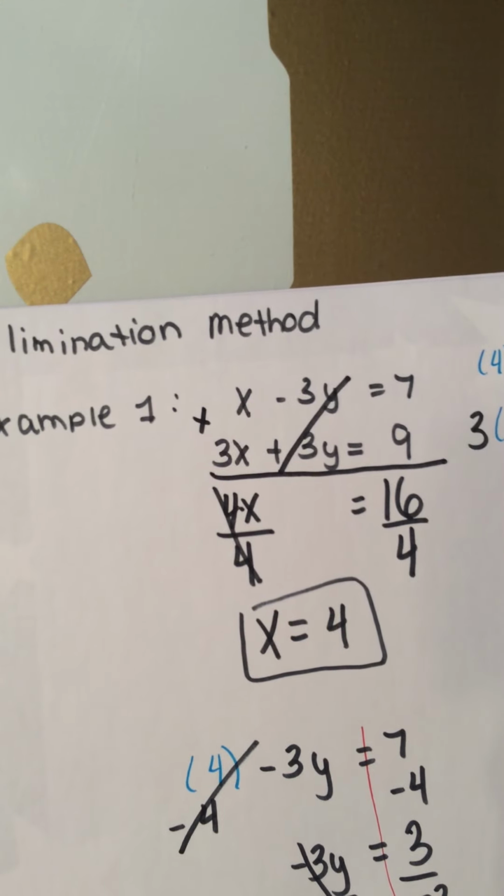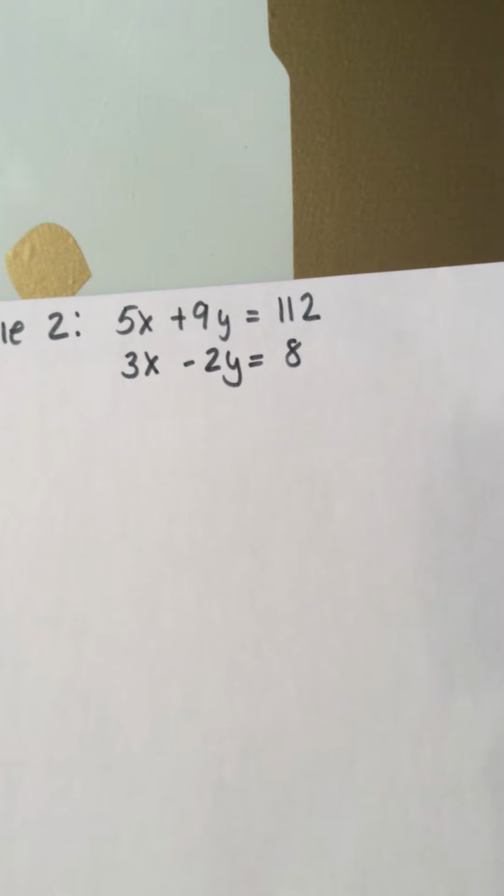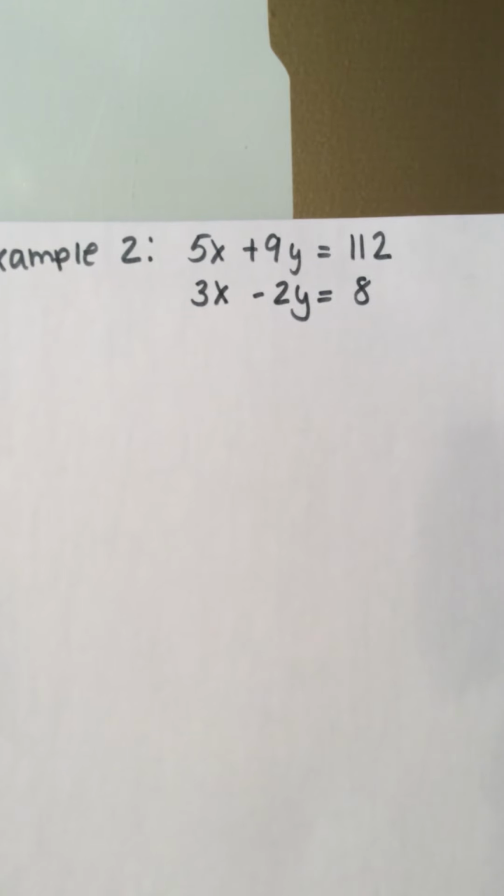Alright, so that one we didn't have to do anything with it. This second one, think back to Algebra 1 when we had to manipulate stuff. So example 2 is I have 5x plus 9y equals 112. 3x minus 2y equals 8. As you can see, there's nothing I can do to cancel out the x's and y's. I can't just add or subtract or whatever. So I'm actually going to have to manipulate them.